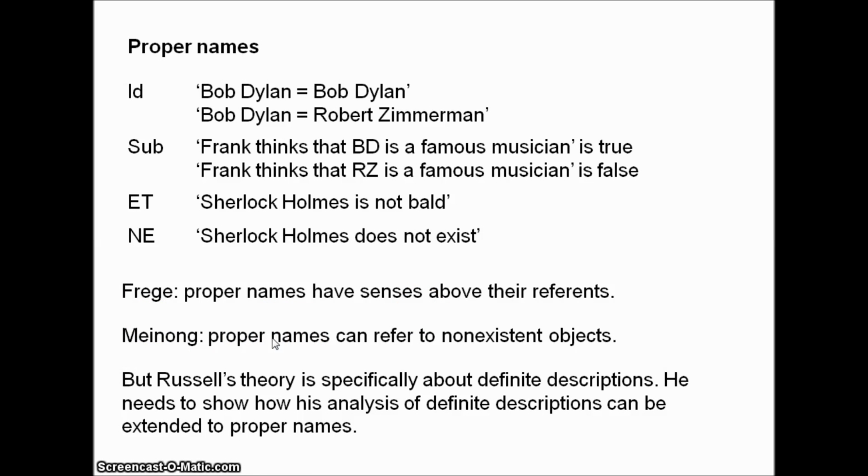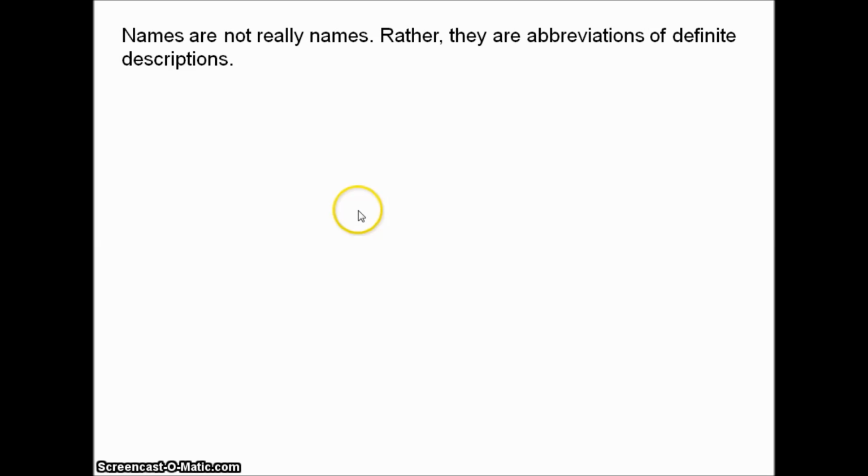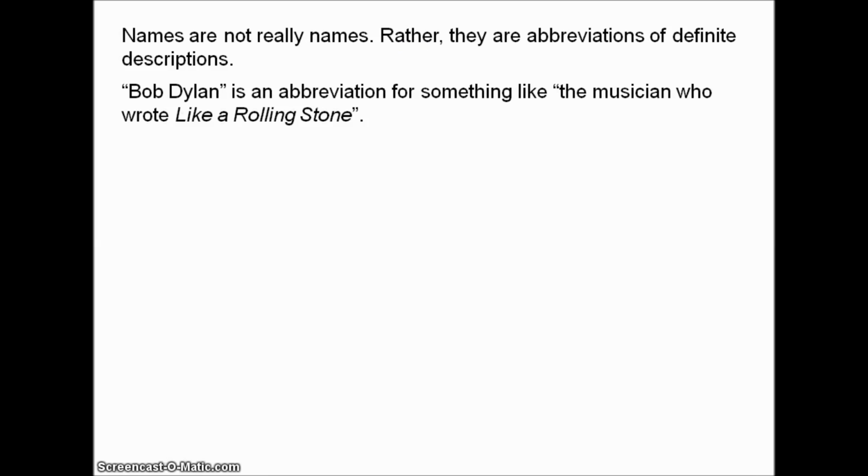He needs to show how this analysis can be extended to proper names. This is the second part of his theory. Well, the solution is simple. According to Russell, names are not really names. At the level of logical form, names are simply abbreviations of definite descriptions. So, Bob Dylan is an abbreviation for something like the musician who wrote Like a Rolling Stone.